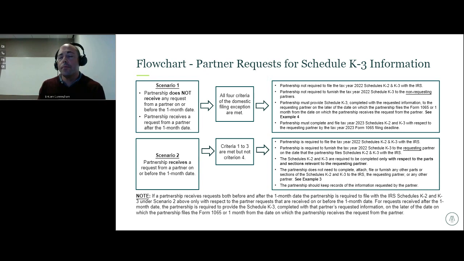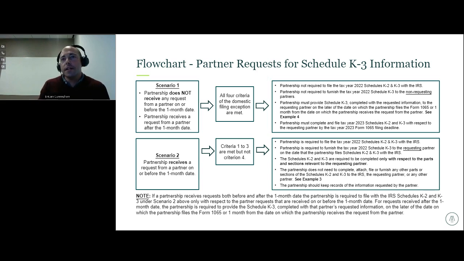Here's the look back requirement for 2023. This is the fourth bullet point in the top section there. The partnership must complete and file the 2023 K-2 and K-3 with respect to the requesting partner by the tax year 2023 Form 1065 filing deadline. So for any partners that request this information this year, we're going to have to be tracking that, and then we will have to provide that information with the return in 2023. So there's going to be a look back requirement next year.